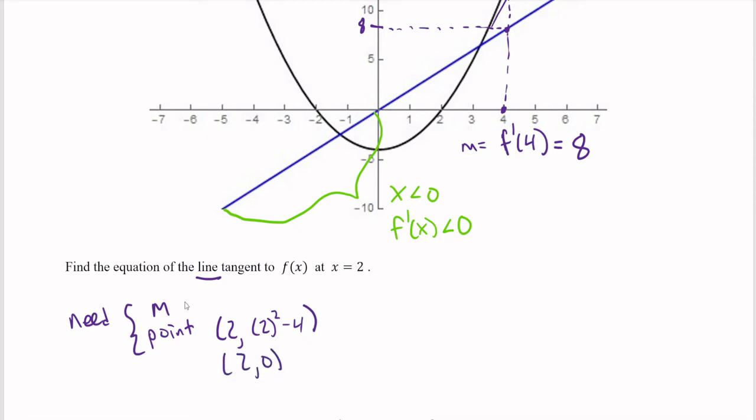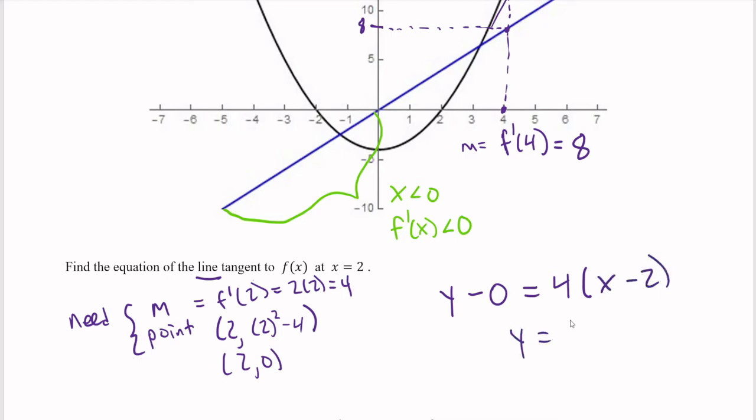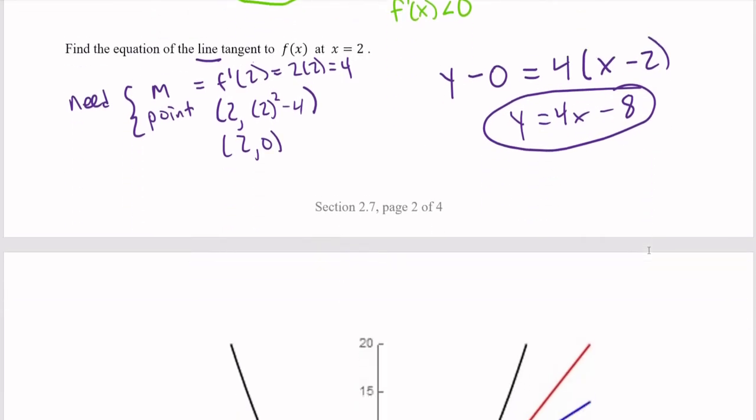Well, what's my slope here? Well, my slope, f prime of 2, which is equal to, well, it's 2x, right? 2 times 2, which is 4. So I got my two pieces of information. Slope, point. y minus y1 equals 4, or the slope, times x minus x1. Okay, y equals 4x minus 8. That is my tangent line. Look how quick that was.